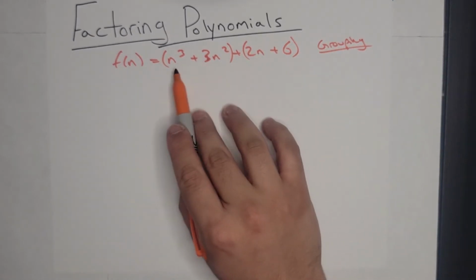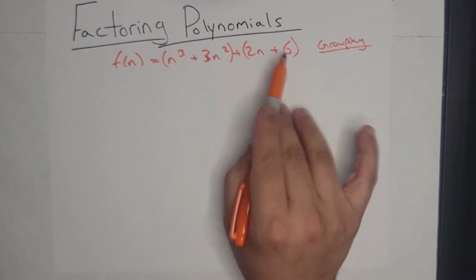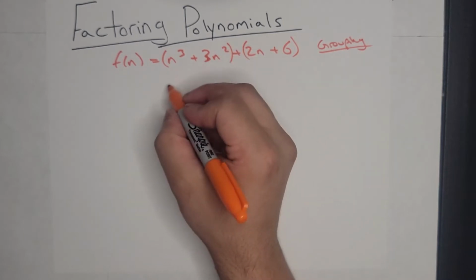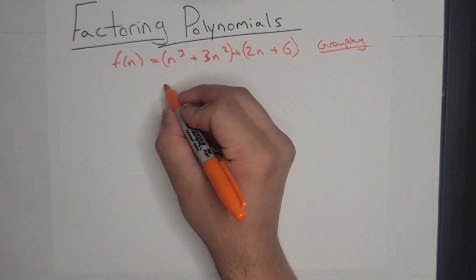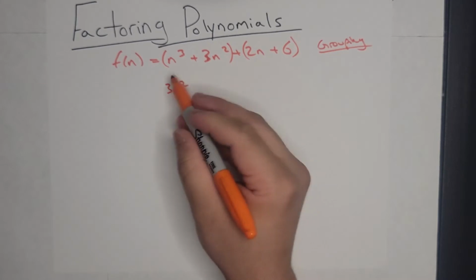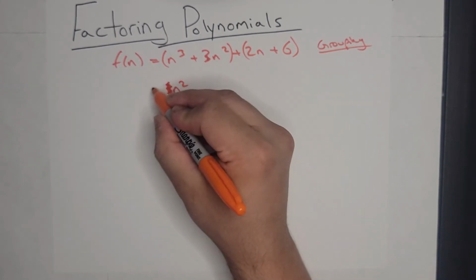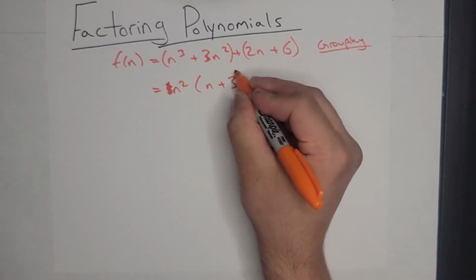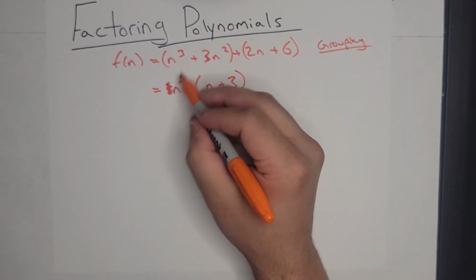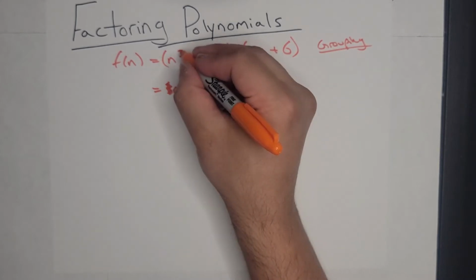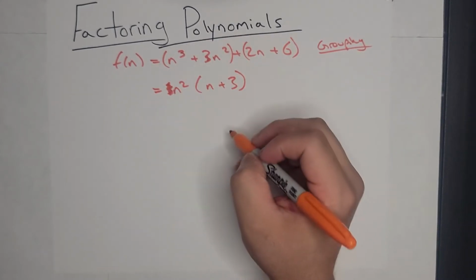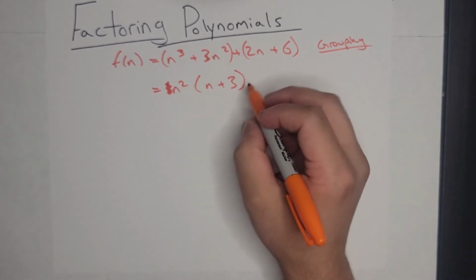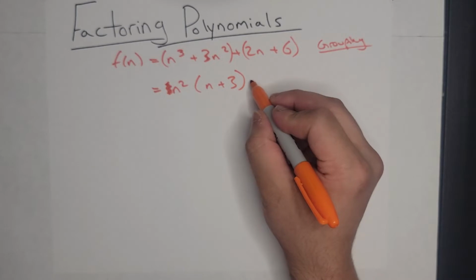This multiplied by 3 is that, and that multiplied by 3 is that. So from the first bracket I can factor out 3n squared. Actually, sorry, just n squared. And I'm left with n plus 3. If I take n squared out from n cubed, I'm left with n. If I take n squared out from 3n squared, I'm left with 3.